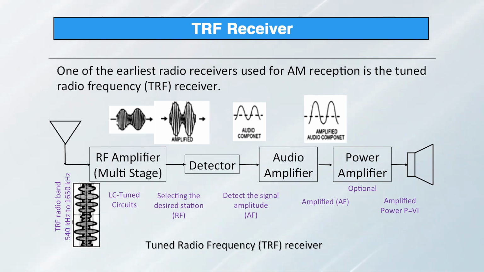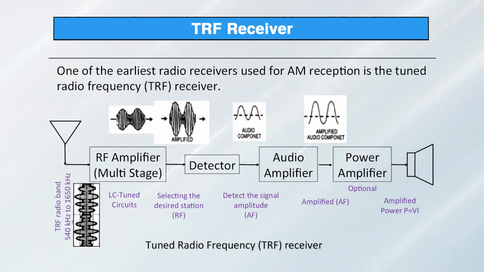The second component is the detector. The detector stage in the TRF receiver is crucial for extracting the audio signals from the modulated carrier wave. This stage follows the RF amplifier and precedes the audio amplifier. Its function is to convert the modulated RF signal, which carries the audio information, into a baseband audio signal. Typically, it demodulates the amplitude modulated AM signal and recovers the original audio frequency variations. There are different types of detectors that can be used.